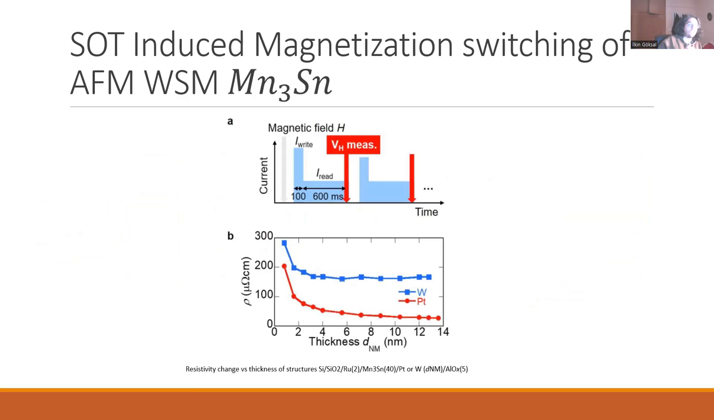So this is basically what they are trying to do. And this is how they decide what kind of thickness they need for switching. They use both a positive spin Hall angle material and a negative spin Hall angle material. Platinum is a positive spin Hall angle material and tungsten is the negative spin Hall angle material. As you can see in the second picture, they compared their resistivity value with the thickness of these platinum and tungsten samples. And they have decided to go with 7.2 nanometers of platinum on top of the material to obtain current induced spin orbit switching of the antiferromagnetic state.